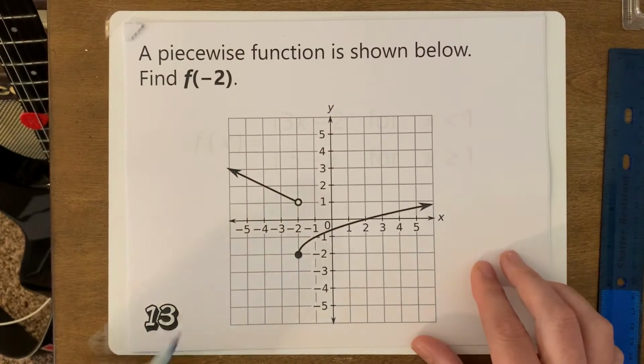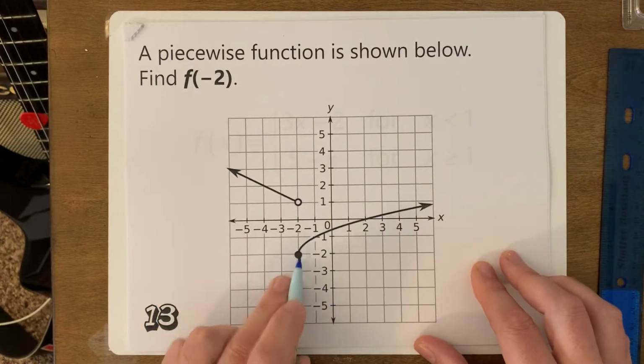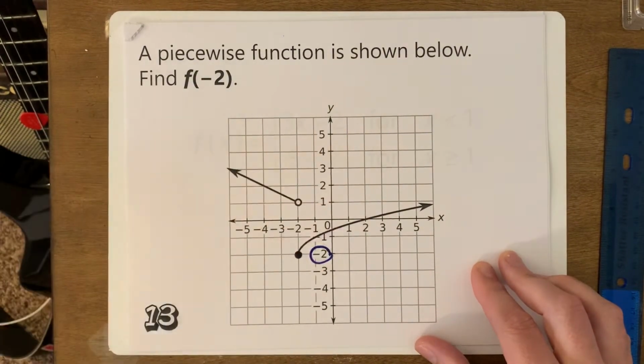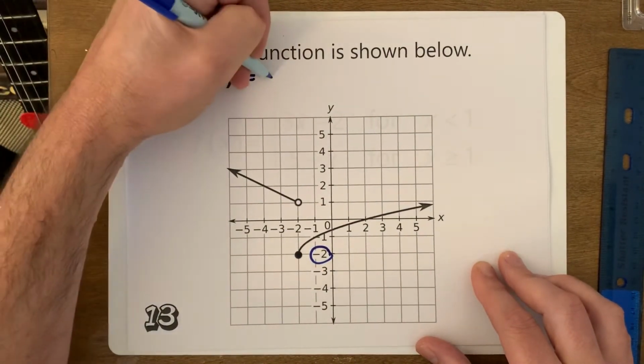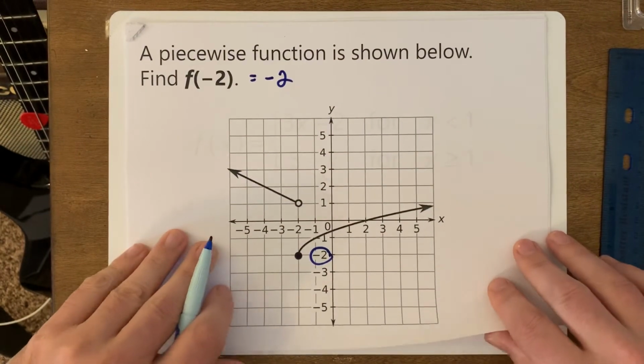Okay, f of -2. Okay, go back to -2. Again, we have a choice between open circle and closed. We always take the closed right there. And that corresponding y value is -2. Again, that's just a coincidence, but it is -2 for that one.